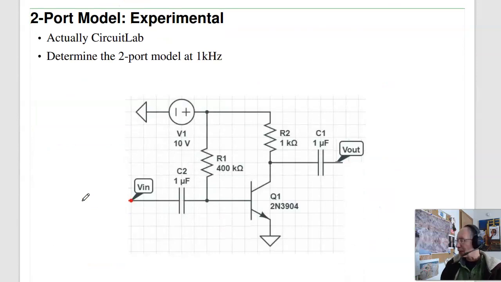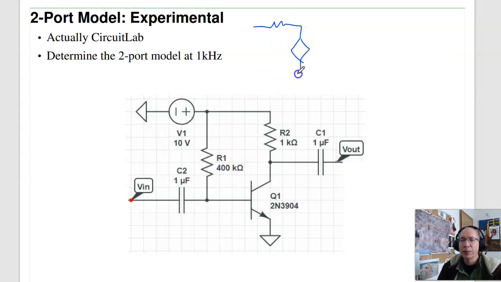In CircuitLab, I can do that as well. Suppose I have a circuit like this. Find the two-port model. Again, here's the two-port model. This is also known as the small signal model. I've got my DC analysis and AC.